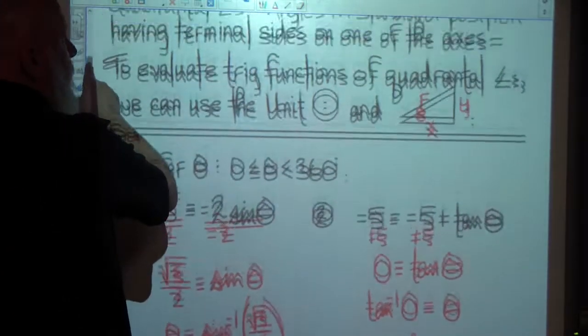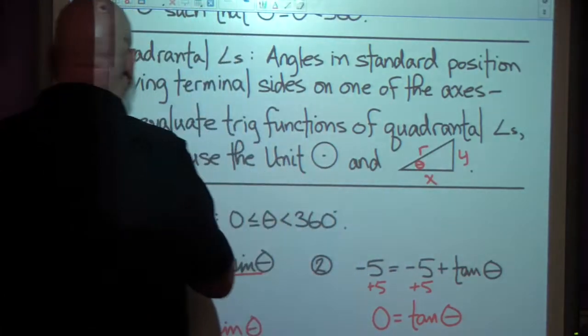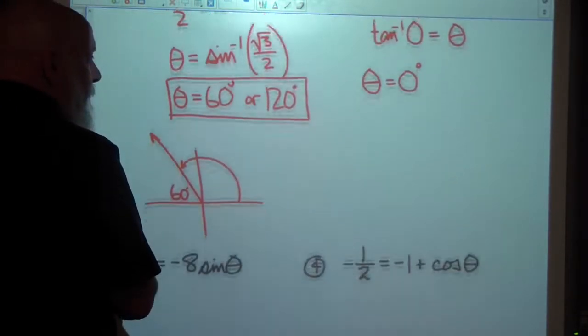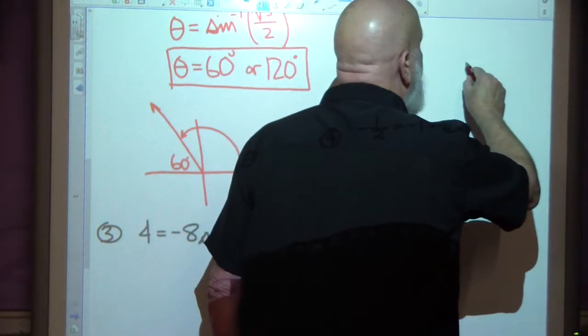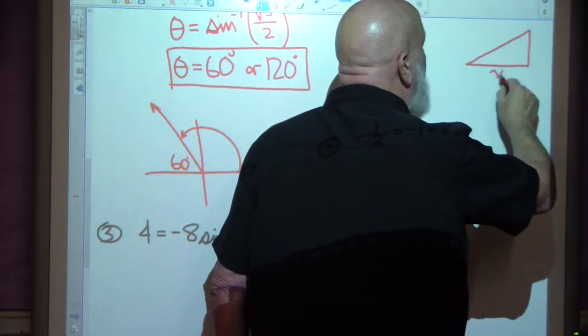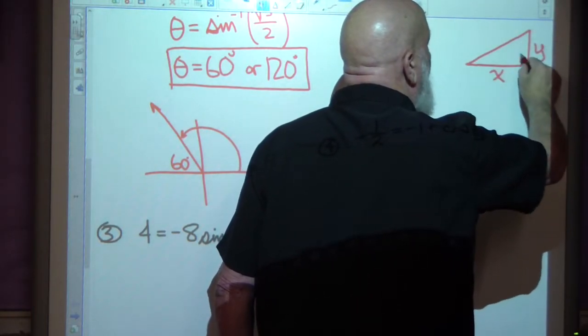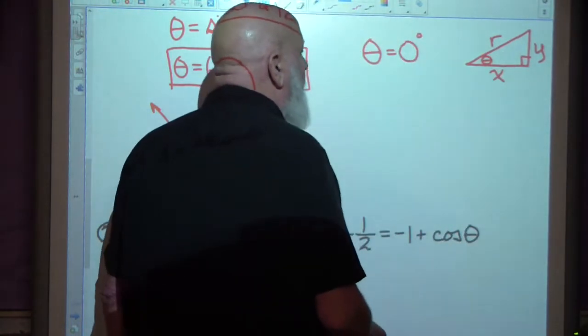So here's what we're going to do. We're going to use the unit circle and this little triangle and see where else tangent is equal to 0. Here's that little triangle. I'll bring it down here. This horizontal is x, vertical is y, just like the axes. And we'll call this r and put theta right here. We set it up like that.